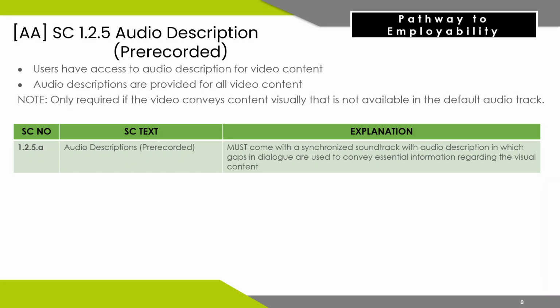The requirements for success criterion 1.2.5 Audio description, pre-recorded, are: 1.2.5.a Audio descriptions, pre-recorded. All web-based video files containing essential information that is only conveyed visually must come with a synchronized soundtrack with audio description in which gaps in dialogue are used to convey essential information regarding the visual content.